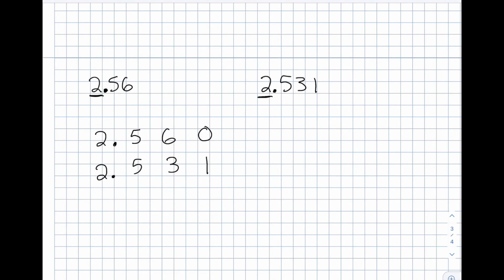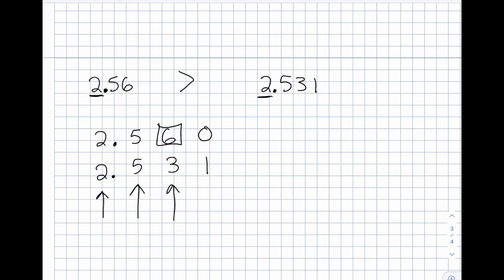Some people like to add a 0 in, so there's a digit in every column, and we start from the left and start comparing. These are the same, these are the same. Now we have a difference, so we'll go with the larger number. 6 is larger than 3, which will make 2 and 56 hundredths larger than 2 and 531 thousandths.